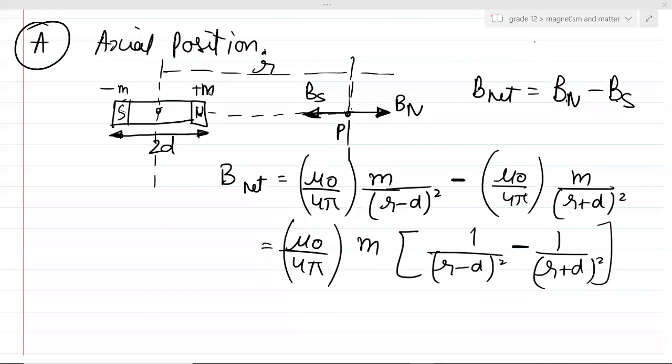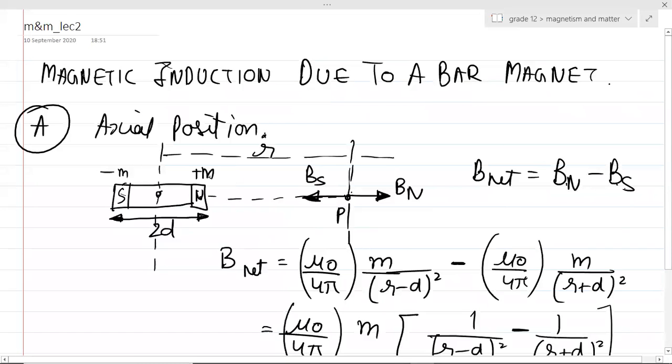So what are we discussing? We are discussing the magnetic induction due to a bar magnet, and first we are calculating at an axial position of the magnet. So we assumed a point P at a distance r from the center of the magnet. The magnet is of length 2d, pole strength is m, north pole, south pole over here.